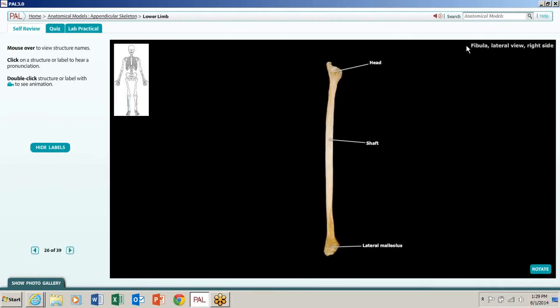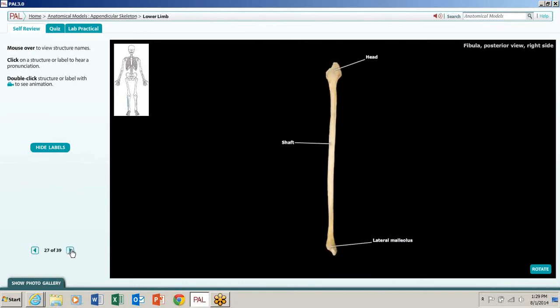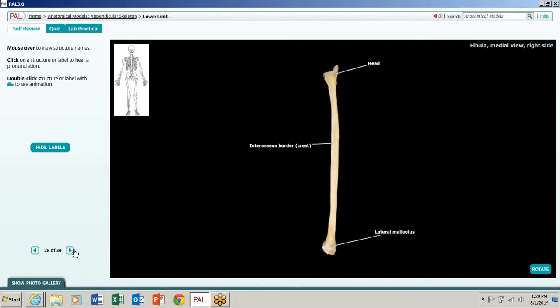There's the fibula, lateral view, right side. There's the head, the shaft, and the lateral malleolus. This is the fibula, posterior view, right side, the head, the shaft, and the lateral malleolus. There's the fibula, a medial view, right side, the head, and the lateral malleolus.